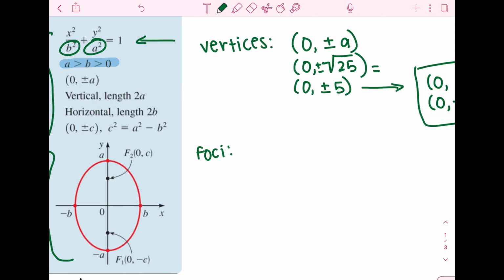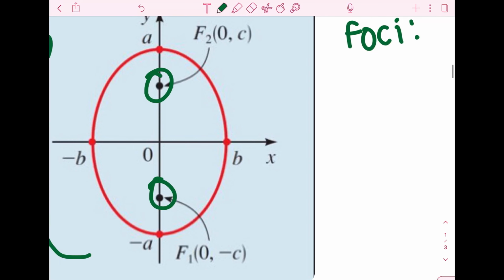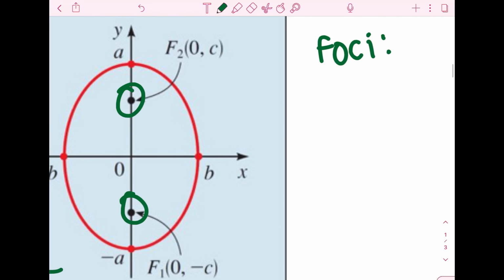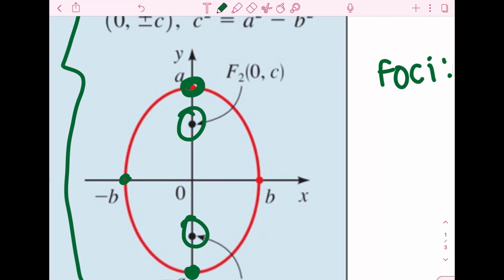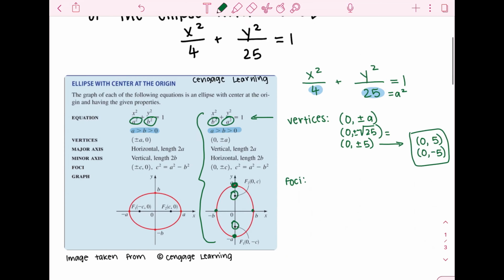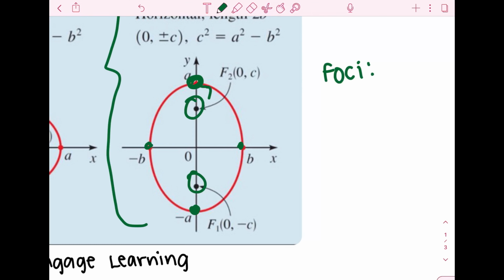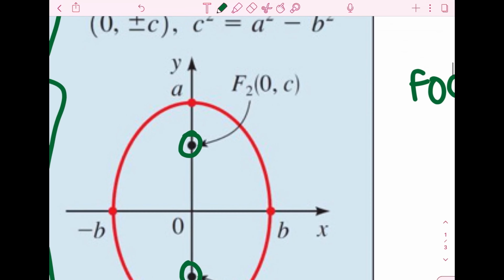Now, if you've never seen foci on a graph, there are these two little dots right here. And if I forgot to mention, our vertices are gonna be these dots right here that fall upon the axis. And then B, right here, is the number that you see under our x squared. So it's going to be our minor axis. This is our major axis. This is our minor axis. Okay, so I'll erase all of this drawing from the graph, but we're focusing on the foci. So this is our foci.